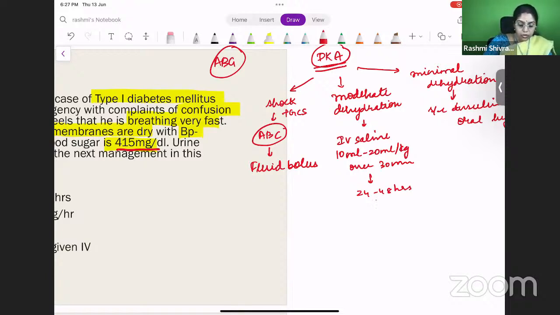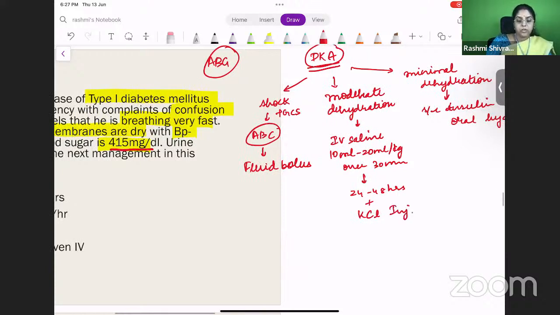Okay, and along with that, you also have to supplement KCl. You have to supplement KCl because when you're giving insulin to reduce the sugars, there will be a shift of potassium. There will be hypokalemia, which can be precipitated. So you should check the electrolytes frequently, and you should be giving the patient potassium chloride.